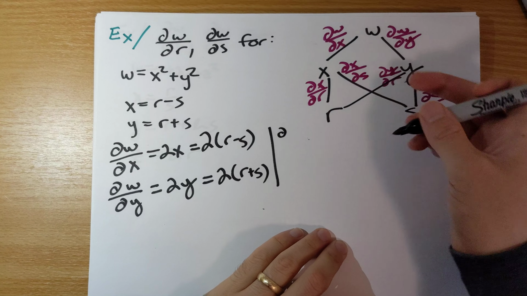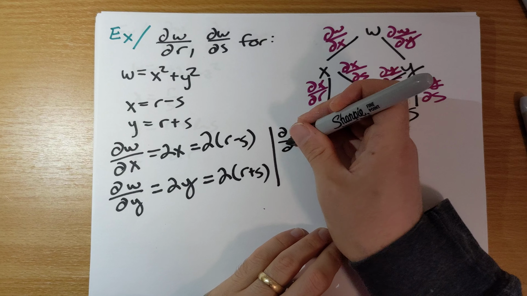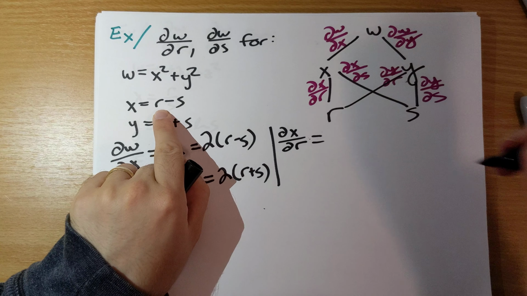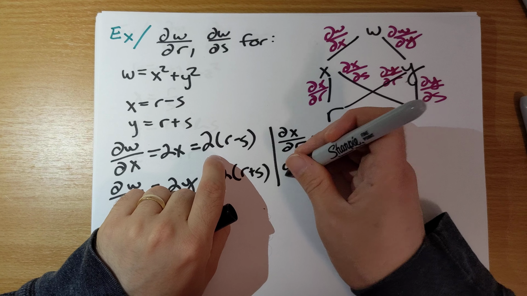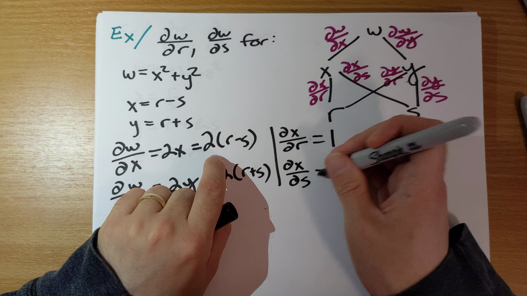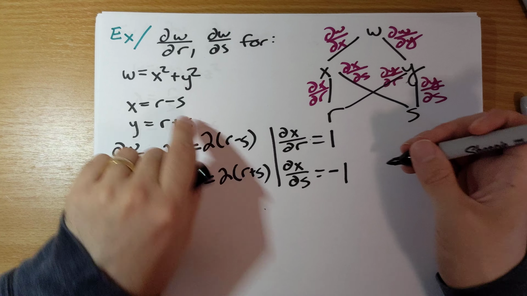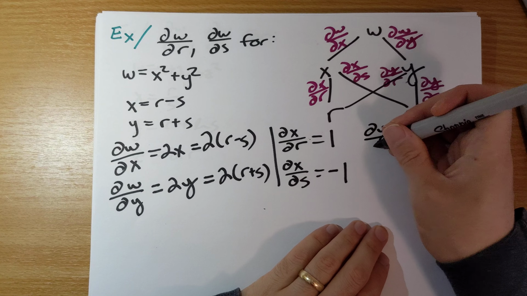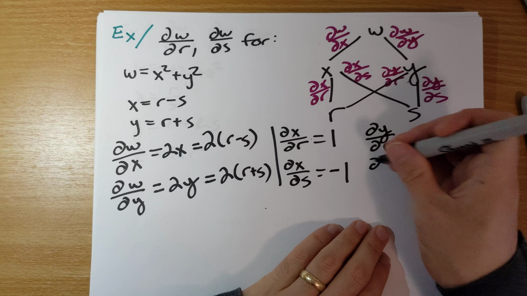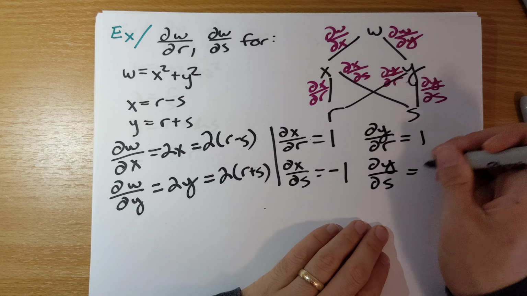Then we need partial x, partial r. The derivative of this with respect to r is 1. Partial x, partial s: the derivative of this with respect to s is -1. Partial y, partial r is 1. Partial y, partial s is also 1.